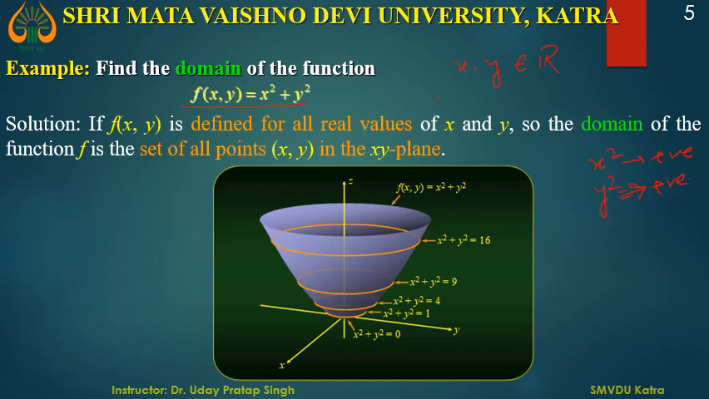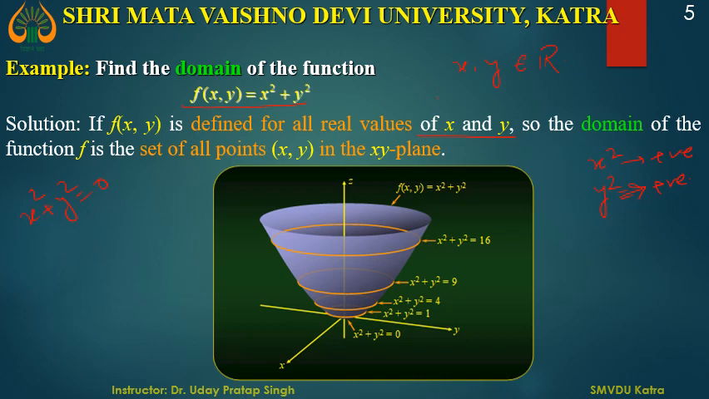Right? If f(x, y) is defined for all real values of x and y, then what is the domain of the function? The domain of the function is the whole xy plane. See the geometrical representation. Suppose x square plus y square equal to 0. It is possible only when x and y both are 0.